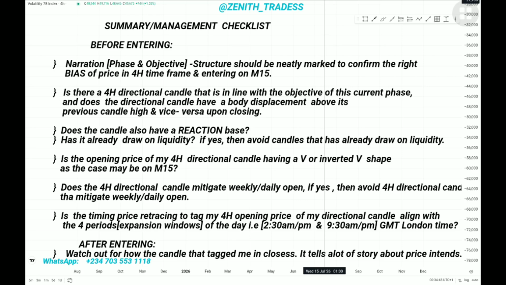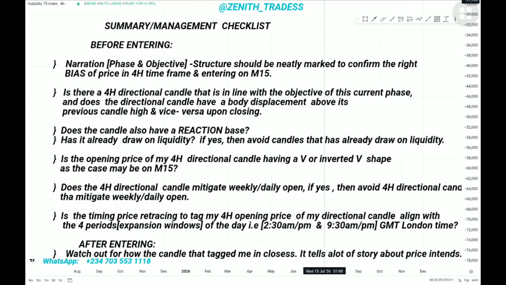Does the candle have a reaction base? I've also discussed this, about reaction to signal levels. The candle that has a reaction as its basis is one that has an opposite candle before it, showing a sign of reaction. That candle is high probability, right? Has it already drawn liquidity? If it has already drawn liquidity, avoid it.